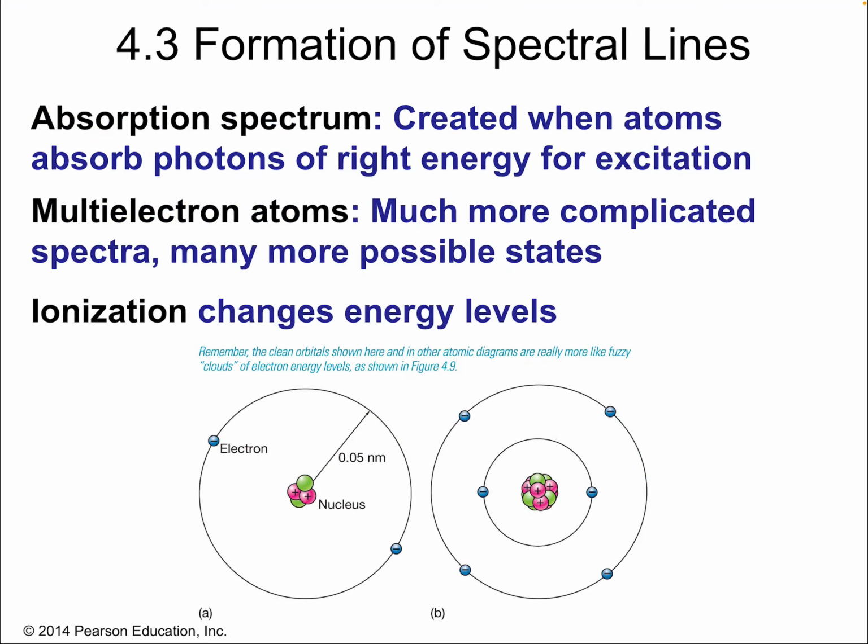Other types of spectrum include multi-electron atoms. These are much more complicated spectra, many more possible states. Even when we go up to the next simplest element on the periodic table, helium, you would think, oh, well, that's only 2 protons and 2 electrons. It can't be that much more complicated than hydrogen, which is 1 proton and 1 electron. Well, it turns out it is quite a bit more complicated. So it's such a dramatic step.